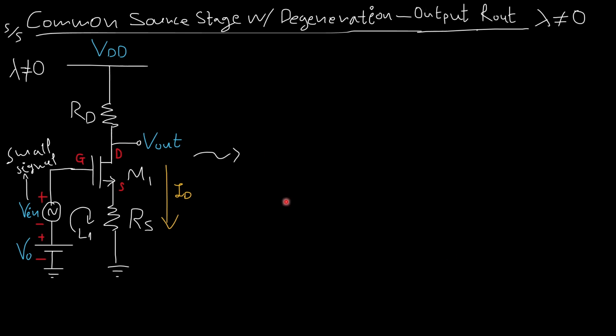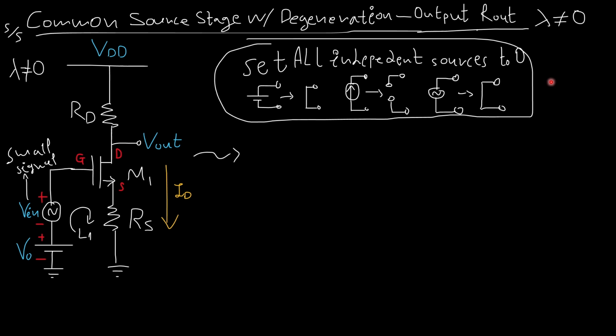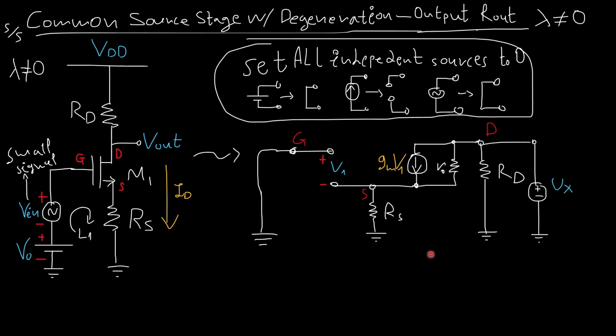Now, what if I wanted to measure R out here, the resistance at the output? I will consider a general case where I have channel length modulation. Again, set all independent sources to zero. I have my configuration, the small signal configuration here. I set every source here to 0, everything from the gates to the grounds.